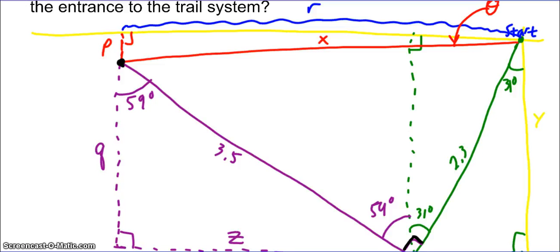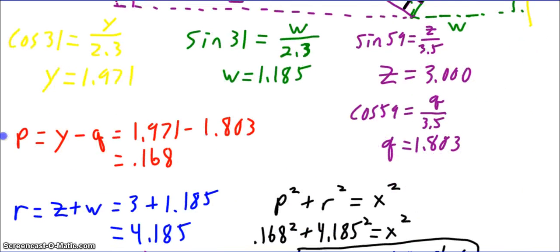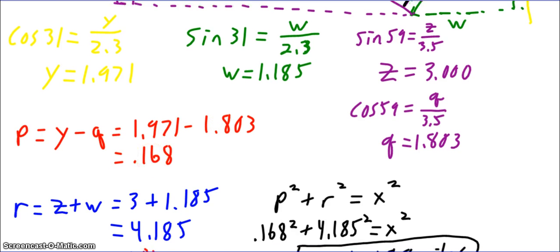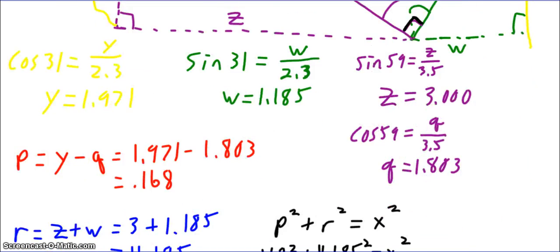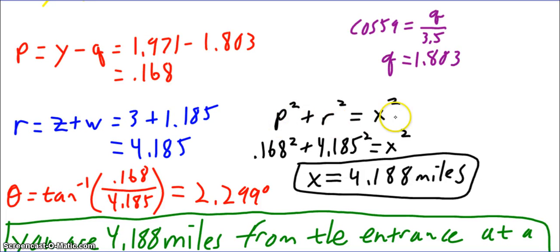Now the reason why I wanted to find all of that information is I actually want to find p and r so that I have this right triangle so that I can solve for x and this angle theta. So I know p is y minus q, and so that's 1.971 minus 1.803, which is 0.168. And so to come back up to the diagram, this whole distance right here, this is also y. So I know y is p plus q, so that's why p was y minus q. And then using the Pythagorean theorem, I know p squared plus r squared is x squared.